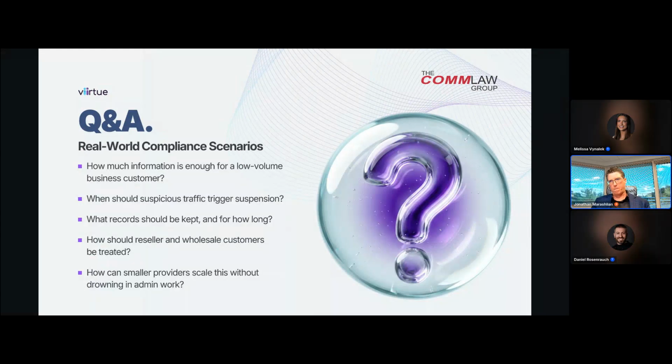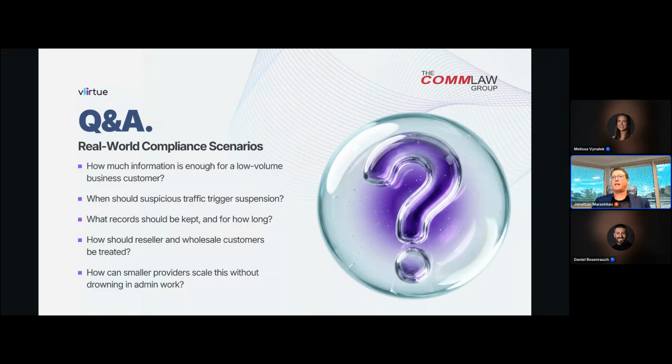So the third question, what records should be kept and for how long? Let's start with categories. Keep the customer intake record. Keep your verification records. Keep your business registration evidence. Keep beneficial ownership or control information where it's collected. Keep the use case documentation. Keep the expected traffic profile and number authorization. Keep the attestation rationale. Keep your contracts and your service terms. Keep records of red flags. Keep the monitoring alerts. Keep your traceback requests. And keep your customer responses.